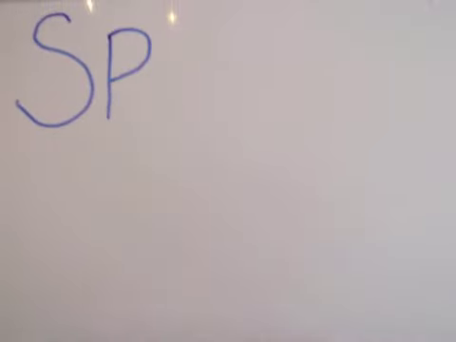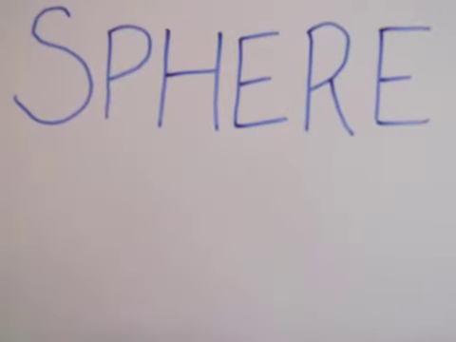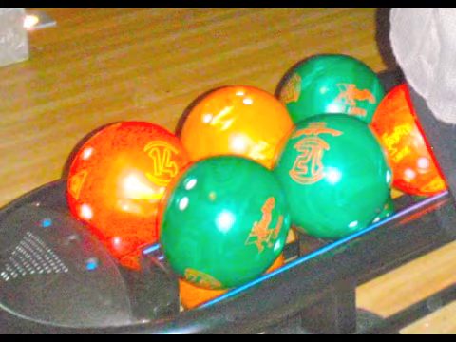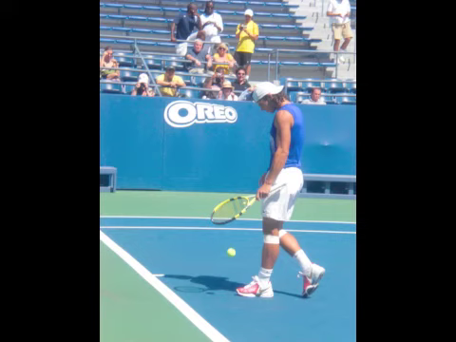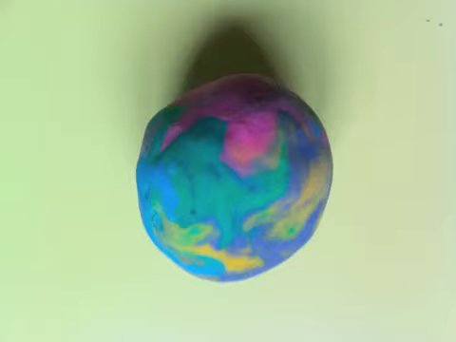The next shape that we are going to talk about is the sphere. Here are some examples of spheres that we see around us. First are bowling balls. Second is a tennis ball. Third are beads on necklaces. And fourth is a ball made out of clay.